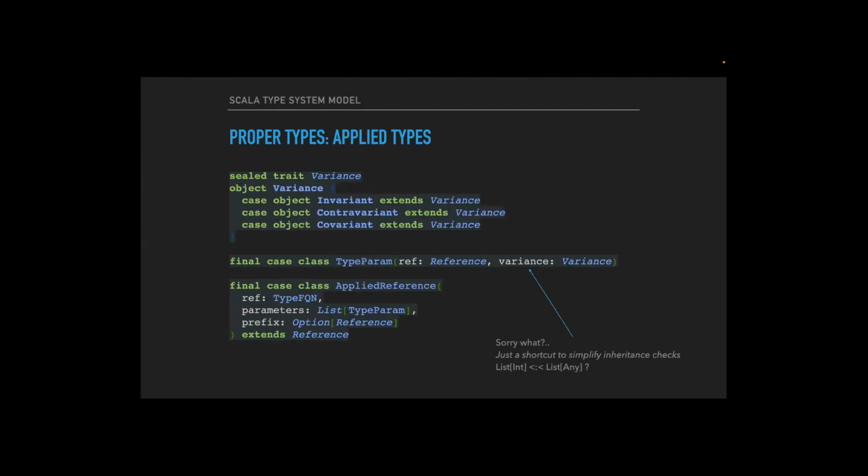Now, let's model applied types. An applied type may be represented by a fully qualified name of its type constructor and the list of its parameters. And now comes another deviation from the Scala model. We represent a type parameter as a type reference plus the variance of the original argument of the constructor. And this is odd, but it allows us to always have the variance data exactly at the place where we need it and keep our model tiny. As with basic types, we would need the prefix for applied types.